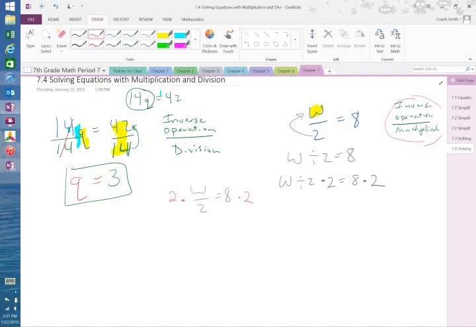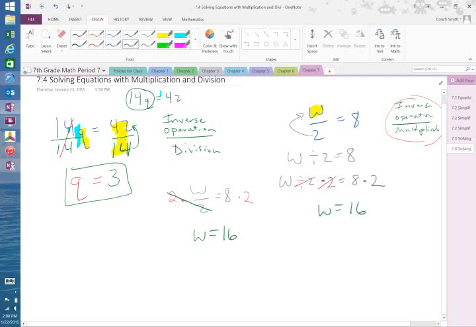Okay, now, to finish solving this, the divided by 2 and the times 2 on the left side of the equation cancel each other out. Same thing is true on this one over here to the left. The 2 times W over 2 cancel each other out. Both of them leave us with W equal to whatever 8 times 2 is. What is 8 times 2? 16. So W would have to be equal to 16.